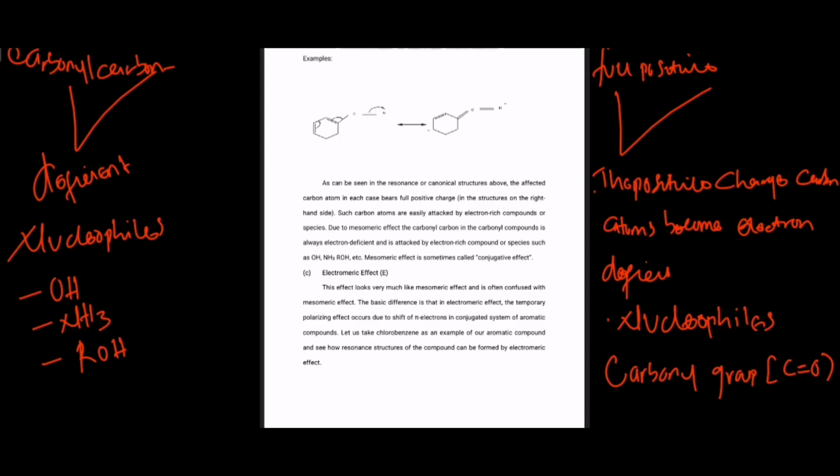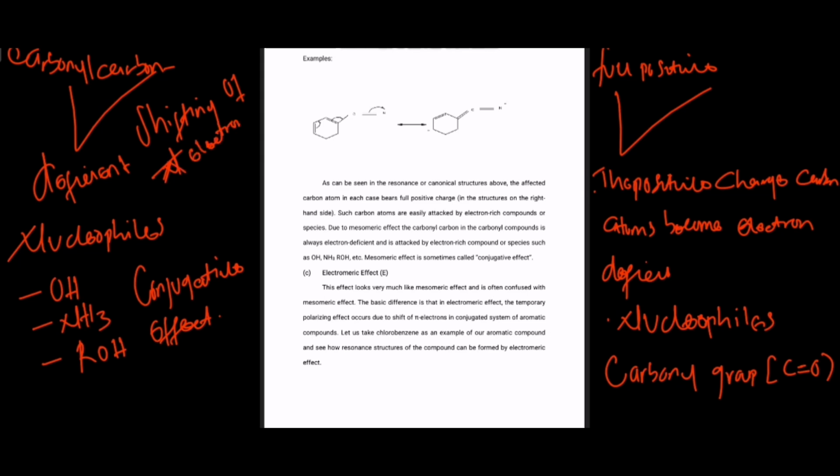And also, one important thing I want you to note about the mesomeric effect is that it is also called the conjugative effect. Please don't forget, the mesomeric effect is also called the conjugative effect. So in simple plain language, the mesomeric effect is just the shifting of pi electrons in a system with multiple bonds. That is what I have been explaining for a very long time.